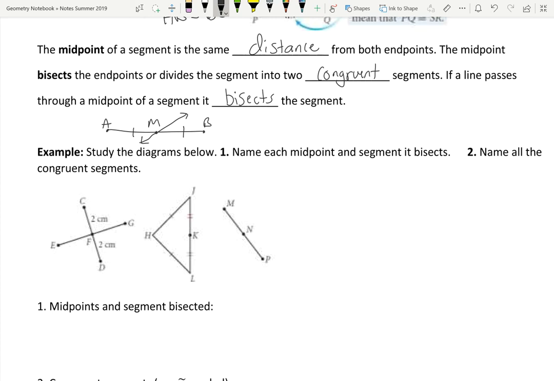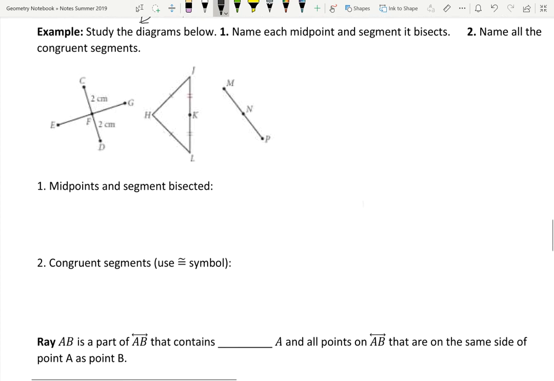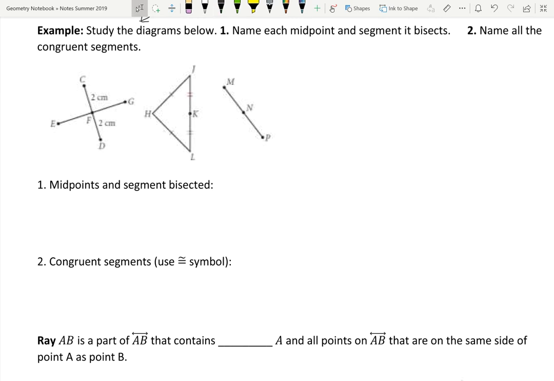Okay, let's go ahead and do an example now. So on your own, before I do this in the video, study the segments below and name each midpoint and segment it bisects, and then name all the congruent segments. Go ahead and do that.